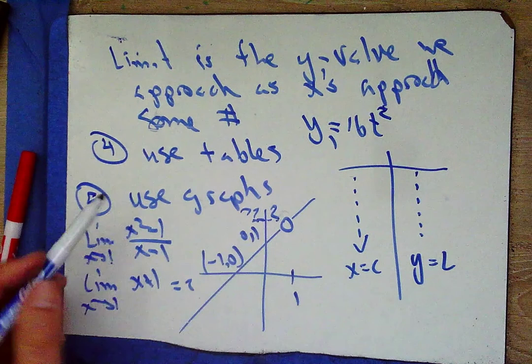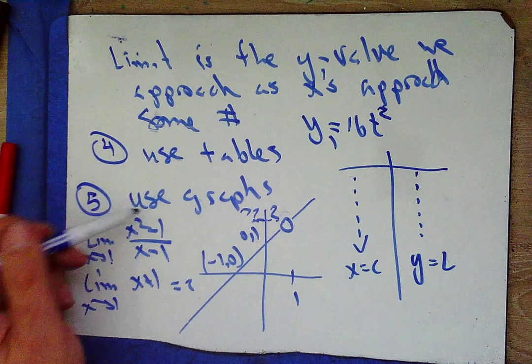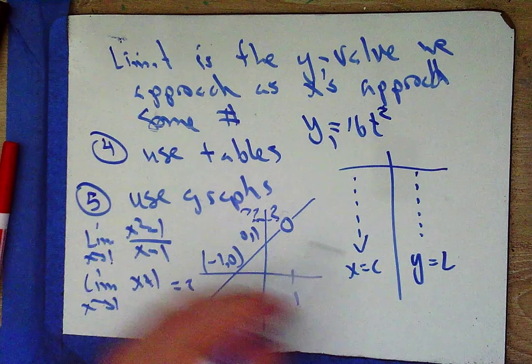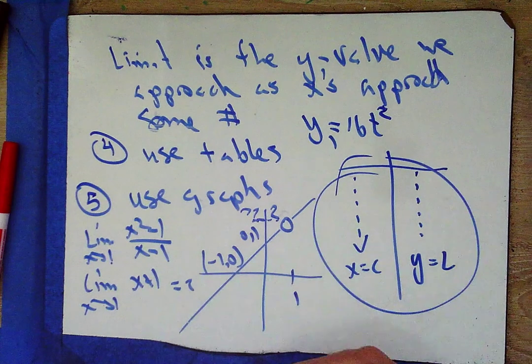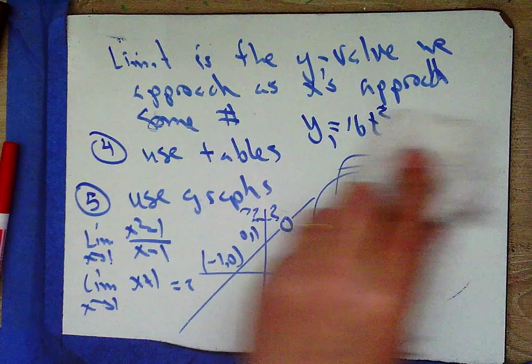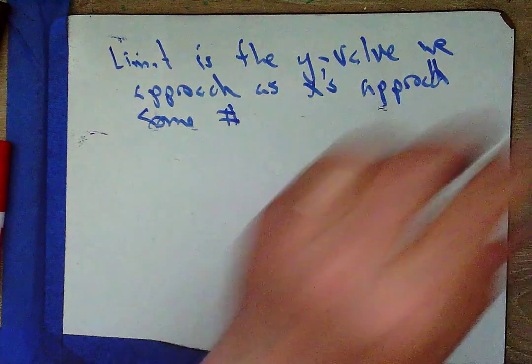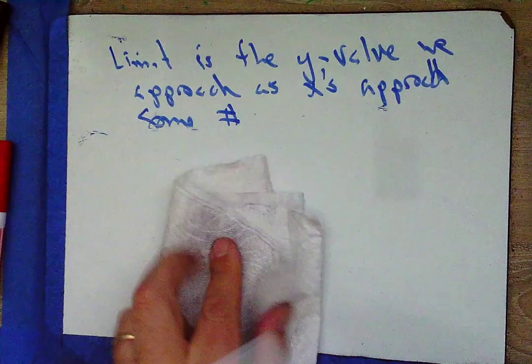So I can use graphs, I can use tables, or not to use either of those, but they can be handy and extremely helpful. I can also do direct substitution, and I can rewrite things algebraically to make sure that they work. All right, so that whole thing about average rate of change and instantaneous rate of change, oh my God, we're going to be talking about that all year.